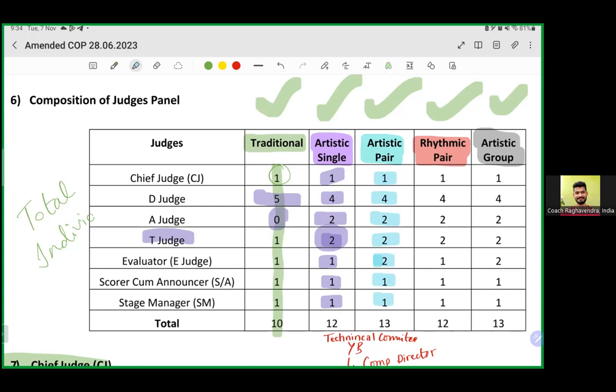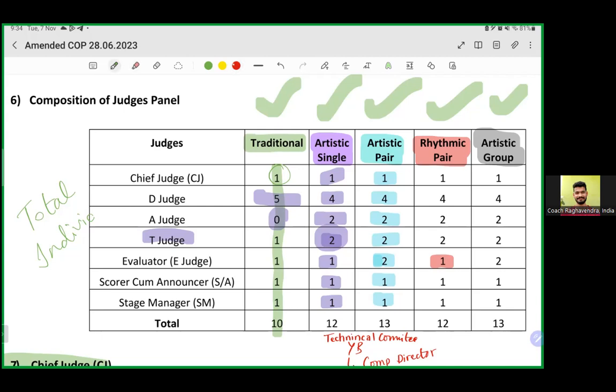So there is quite a change in rhythmic pair. If you see, the major change in rhythmic pair will be the evaluator. In artistic pair, we have two evaluators. When it comes to rhythmic pair, only one evaluator. Why?